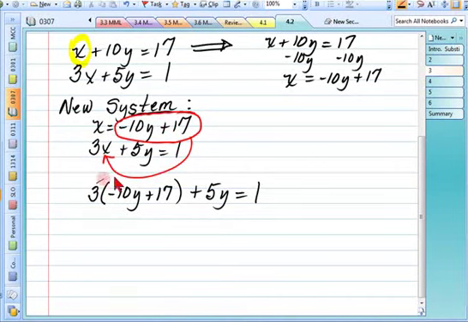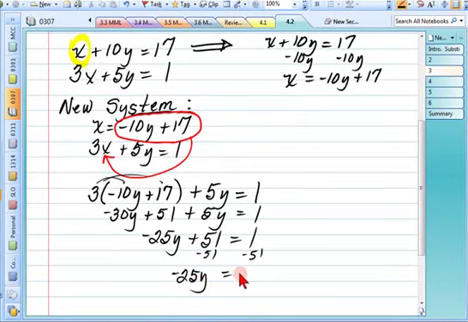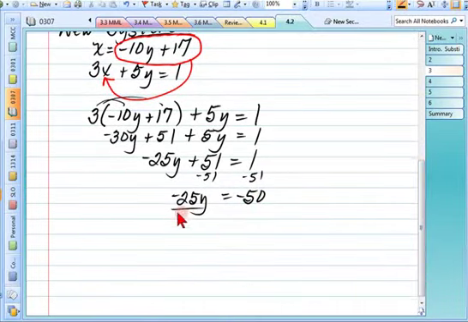Let's solve that equation. Distributive property, that's negative 30y plus, I think 3 times 17 is 51, plus 5y is 1. What is negative 30y and positive 5y? Negative 25y plus 51 is 1. Next step, subtract 51. Negative 25y is equal to negative 50, because I had negative 51 and 1. Divide by negative 25, and y is positive 2. Am I done with the problem? Nope, not yet.